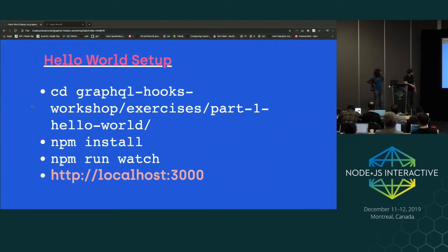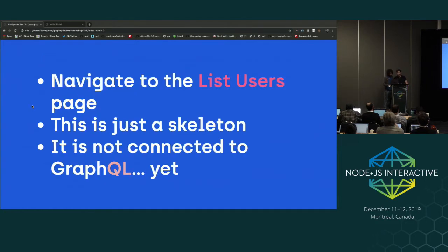Has everyone been able to load localhost 3000 and see the beautiful Hello World application? You see, we are really good CSS developers. We put so much style, we just choose not to do it. We're minimalist. If you go to the list users page, you can see, as I just showed you, you can add a name. If you refresh, it'll disappear because we haven't connected up GraphQL yet.